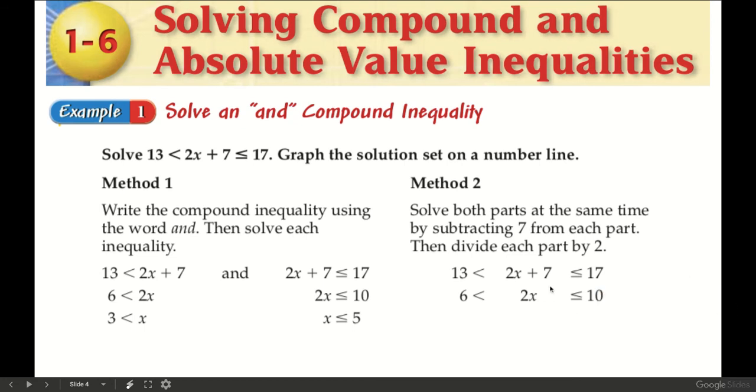You would subtract 7 from both of them, divide both by 2, or all of them by 2, the left, the middle, and the right side. And you would be left with the same inequality here. And again, most likely you would see the inequality written this way. This is kind of the most common way of writing it, right? So my x value is going to be greater than 3 and less than or equal to 5.